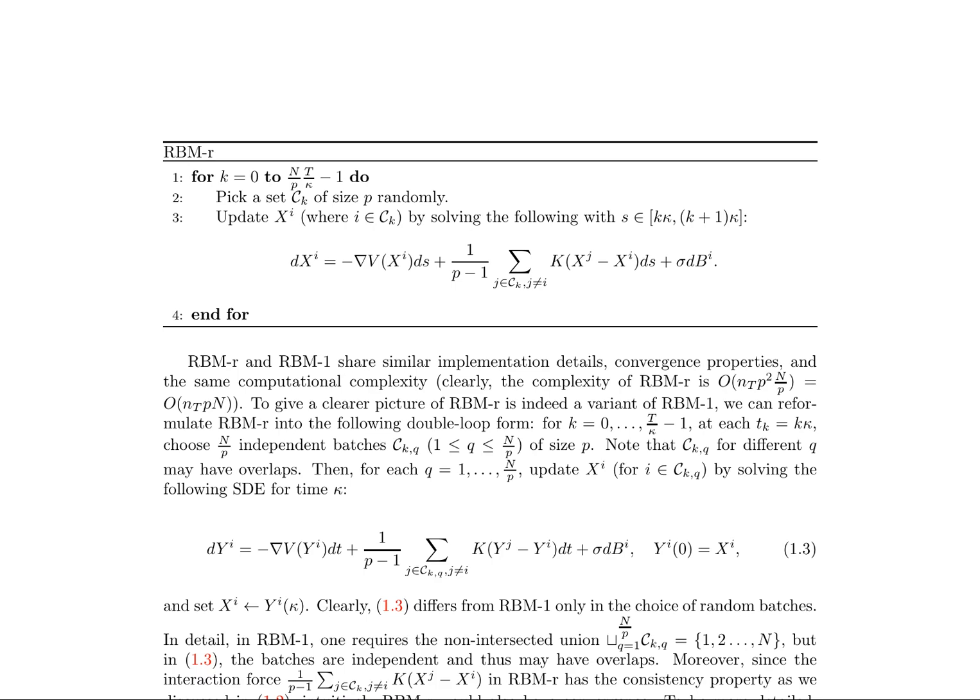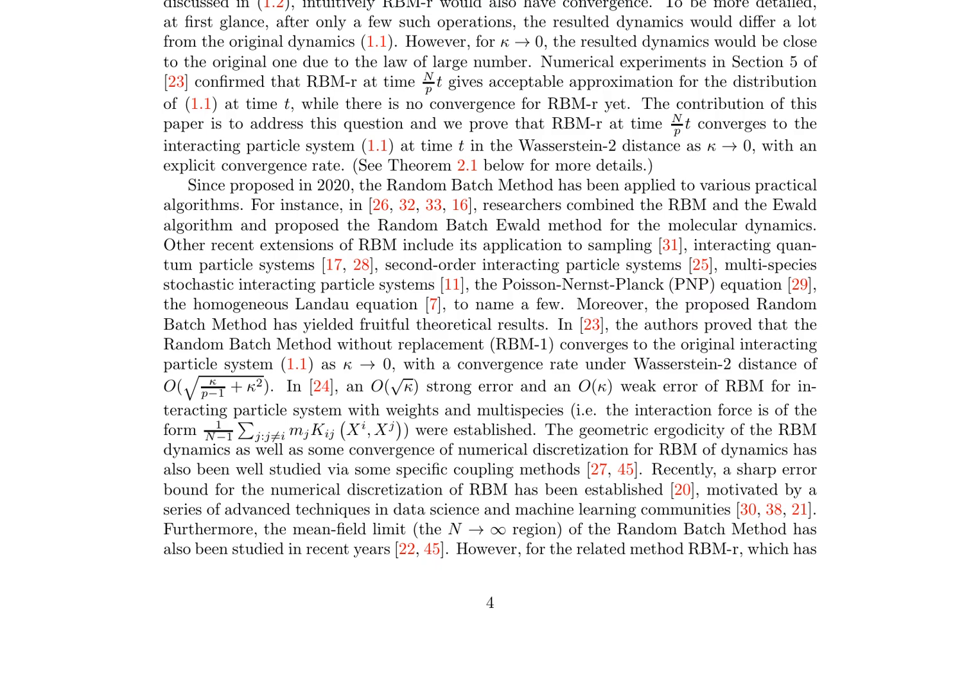Both RBM1 and RBM-r share similar implementation details, convergence properties, and computational complexity. RBM1 converges to the original interacting particle system as kappa → 0, with a convergence rate under Wasserstein-2 distance of O(square root of kappa plus kappa squared). RBM-r also converges to the original interacting particle system at time t, with an explicit convergence rate.